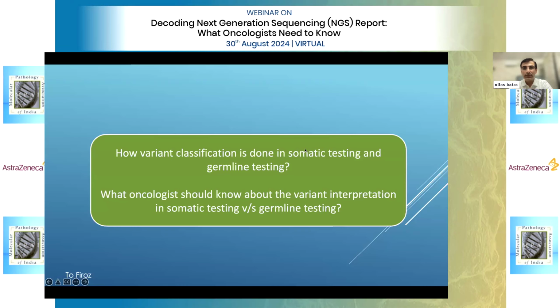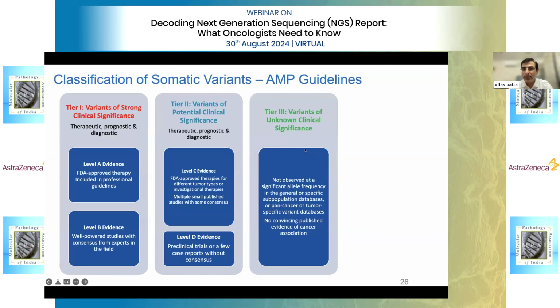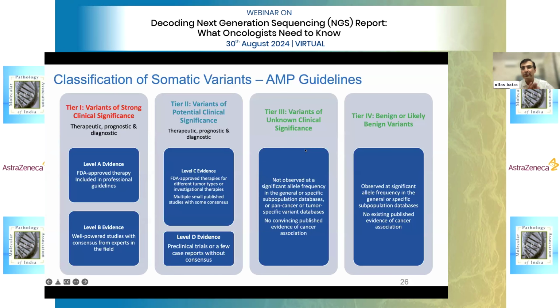I think just last one, Dr. Suruchi, if you can tell me the AMP guidelines for this, and then we will just answer if there are any questions and go for dinner. Yeah. So I think this slide probably is about how do we interpret germline or somatic variants.